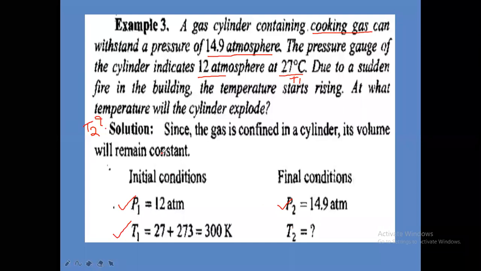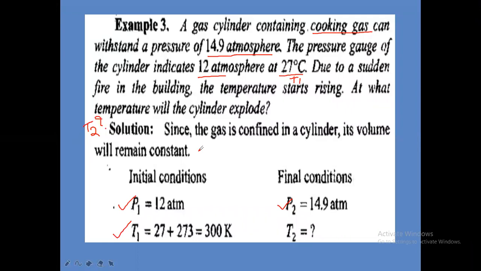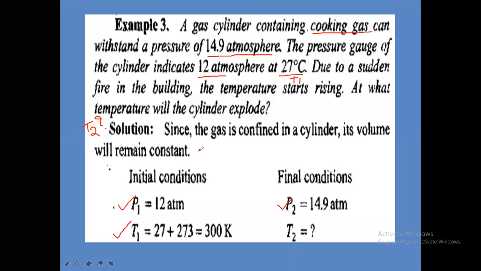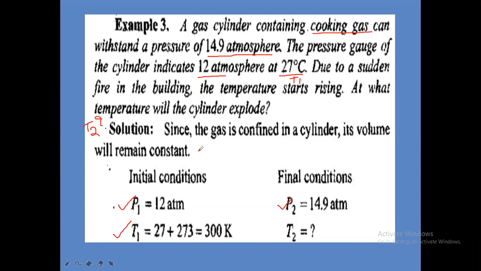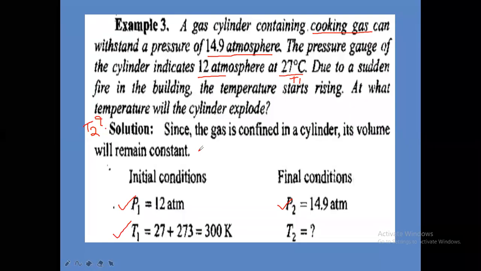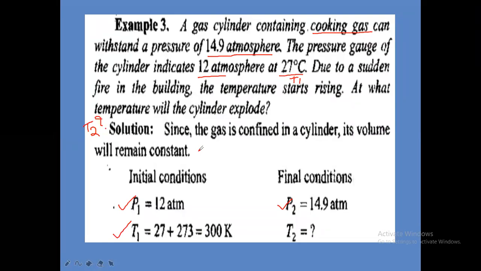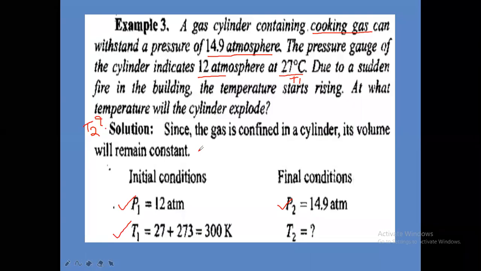Now what is the solution here? Since the gas is confined in a cylinder, enclosed in the cylinder, its volume remains constant. Whenever they say some gas in a cylinder, immediately you take it as a constant volume system. A cylinder is nothing but a gas confined in a cylinder, a gas enclosed in a cylinder. Gas stored in a cylinder means the volume remains constant.